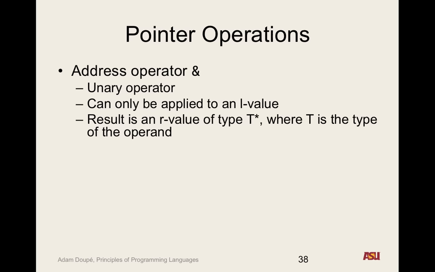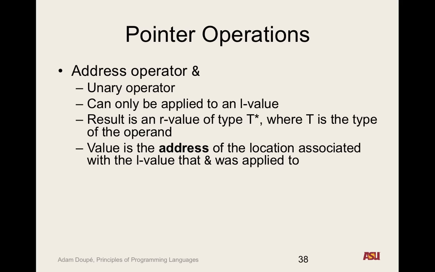Okay, so what are the semantics? So we've kind of been touching on it. The value that the address operator returns is the address of the location associated with the L value that the ampersand was applied to, right? So this is what we've been saying. This is what's returned, the address that the location is associated with. So this is why we have to pass in an L value, right? Because what we're returning is the address of that location. If there is no location, we can't take the address of it, because there is no address, there is no location associated with an R value, therefore we can't take the address of it. Questions on the address of operator?